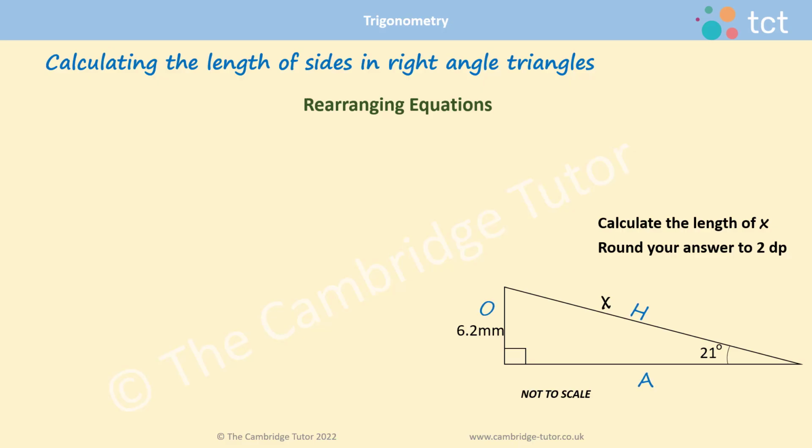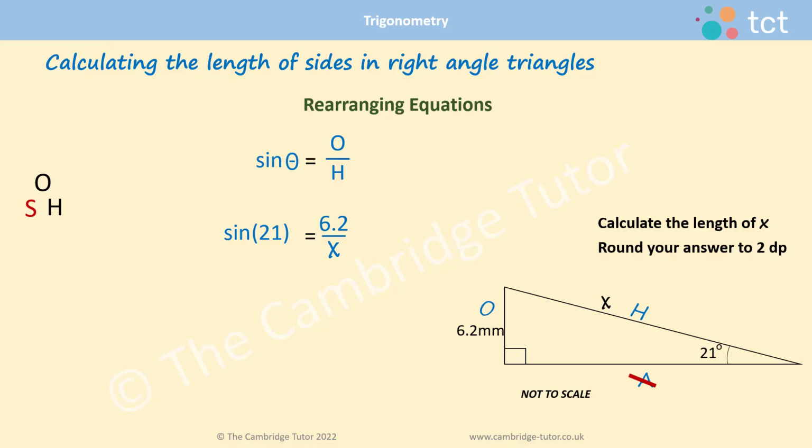Hypotenuse, opposite, adjacent. So, car, tower. Get rid of the adjacent, we don't need that. So we're using the sin key again. The sine of theta is the same as opposite divided by hypotenuse. So the sine of 21 is equal to 6.2 divided by x.